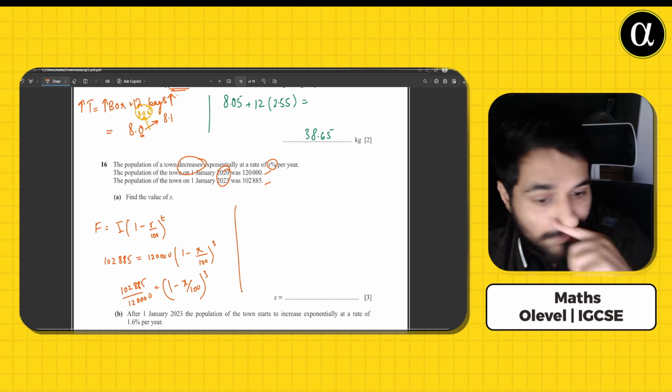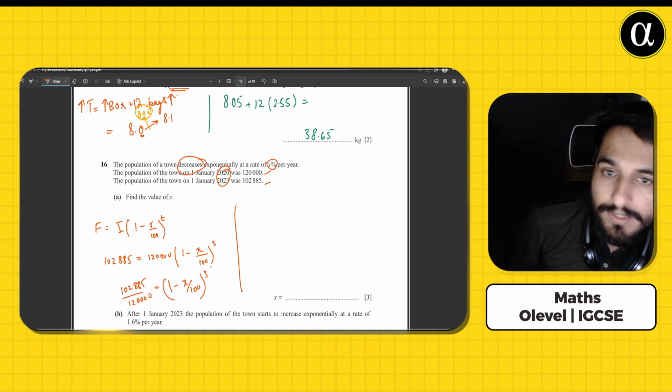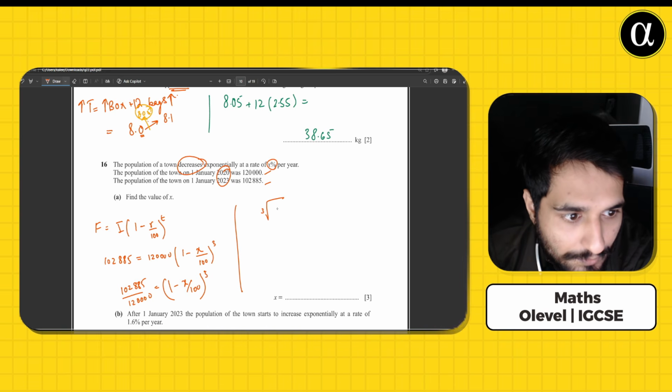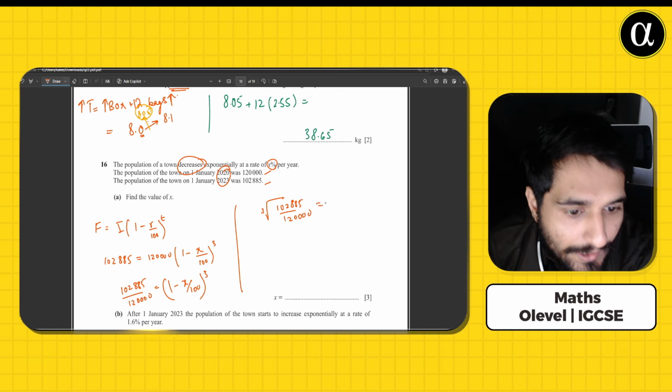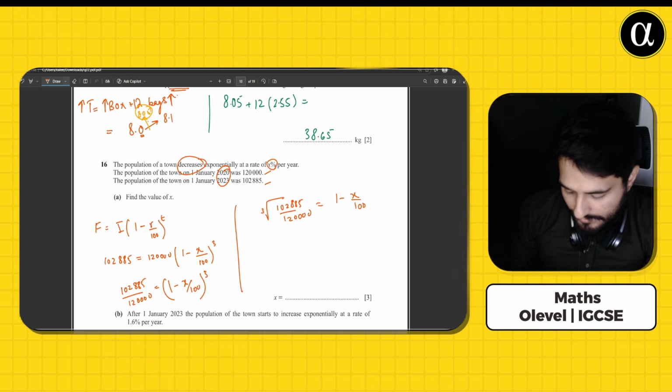Now when we solve this further, because it's a cube on this side and I want to make x the subject, I need to get rid of this cube. So this would become a cube root of this whole value, which is 102,885 over 120,000 is equal to 1 minus x over 100. So let's solve this. What will this give me?